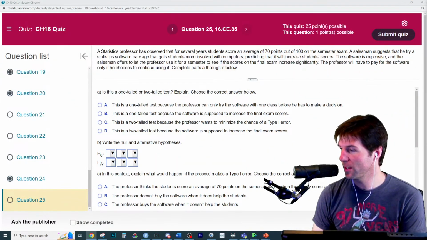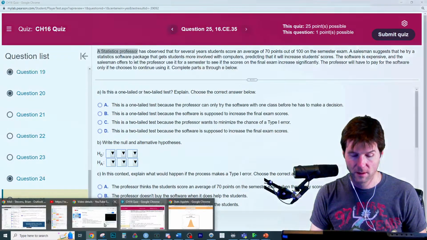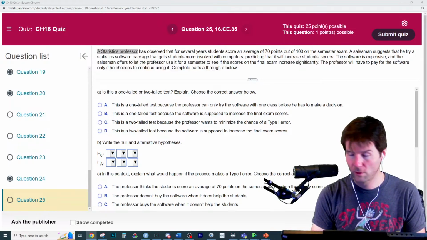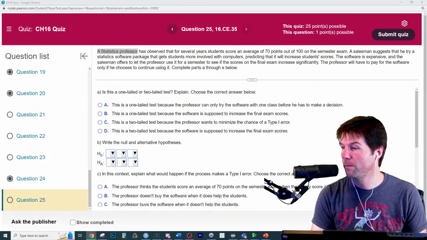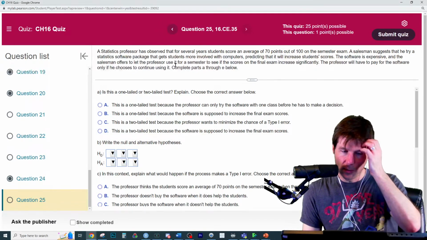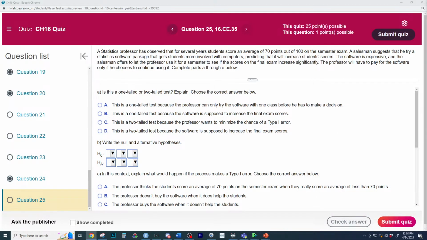Here we are with a statistics professor. Yeah, Kelsey. Okay. Chapter 16. Okay, so with this right here, is this a one-tailed or two-tailed test? How do we know one-tailed or two-tailed?